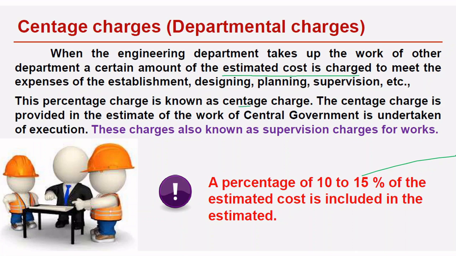Percentage charges. So when the electrical department needs to build a building, they will come to the PWD department and say they want to build something, so please build us this project. Then they will take departmental charges for designing, planning and supervision. This is between the departments. The percentage charges provided in the estimate for the work of the central government that is undertaken for execution are also known as supervision charges for the work, which is taken as 10 to 15% of the work.